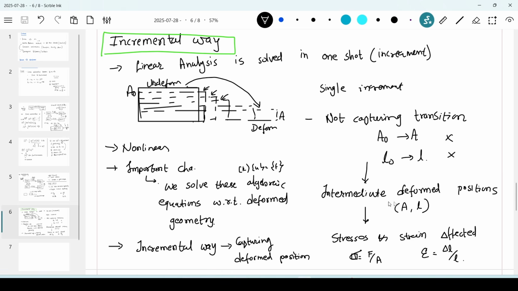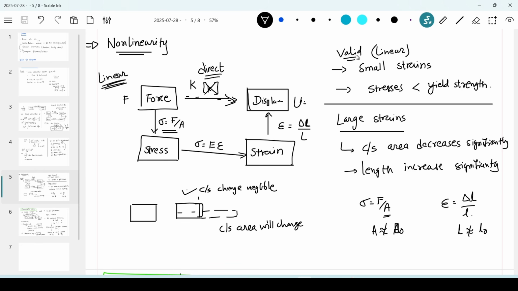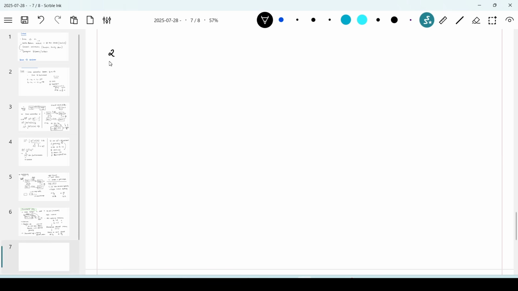So we talked about this one. We said linear analysis remains valid in small strains, which we have discussed. Second, when the stresses are less than yield strength. So first we discussed small strains, then second is stresses less than yield strength. So these are two conditions for our linear analysis.